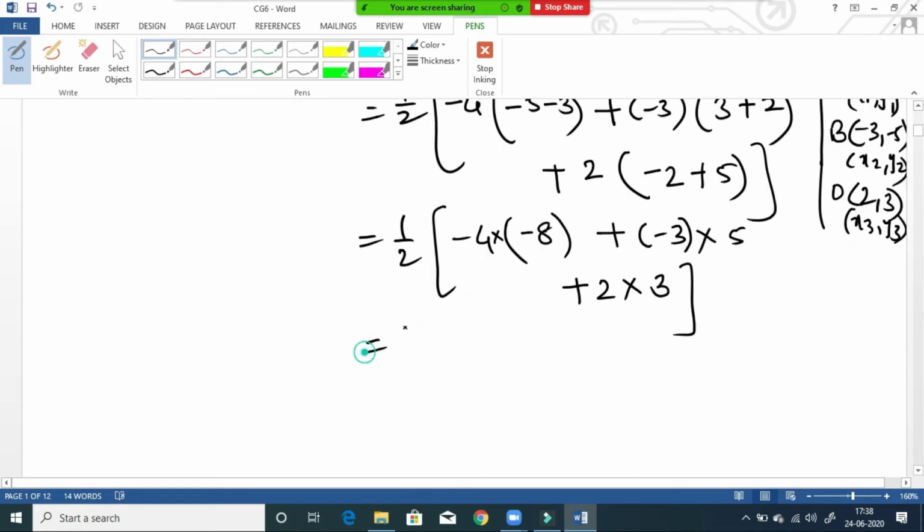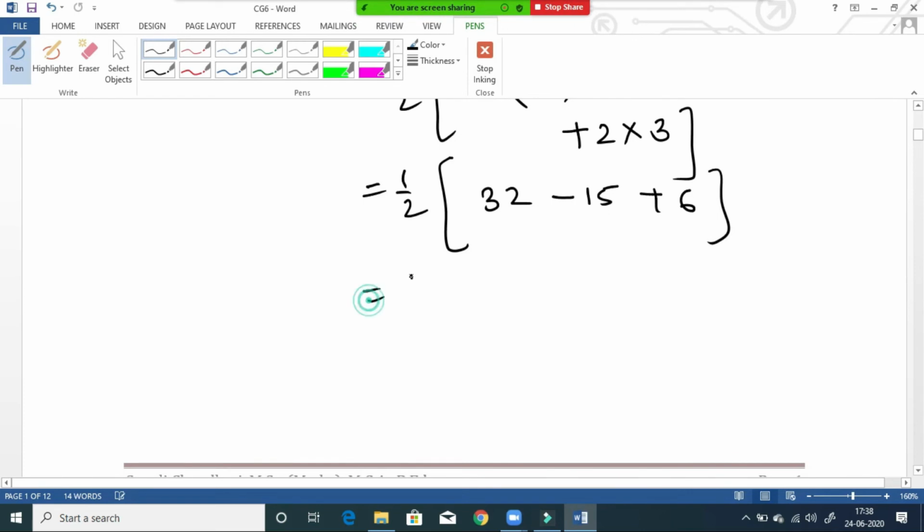So that is equal to half into bracket: minus into minus is plus, 4 eights are 32, so it is 32, minus 3 into 5 is minus 15, and plus 2 threes are 6, so bracket complete.